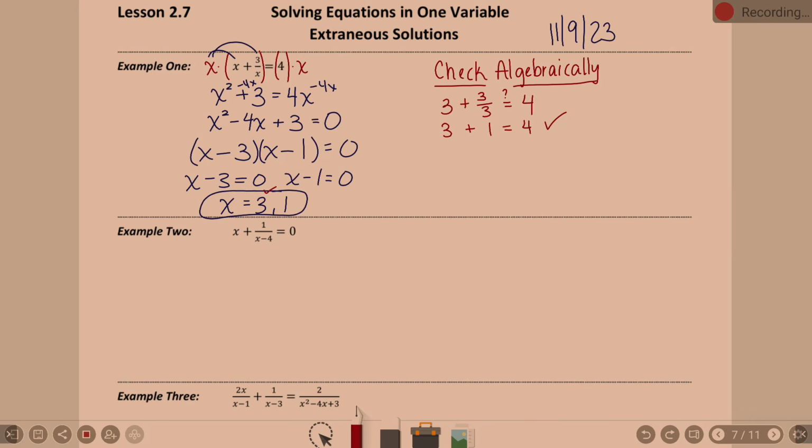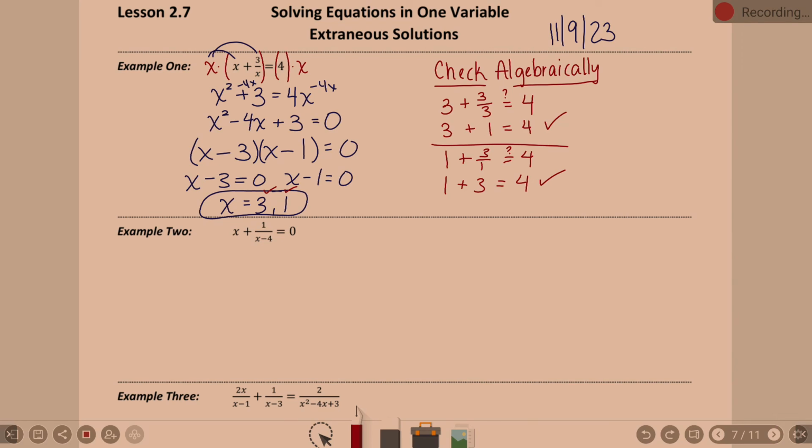Can you do the same thing with 1? Plug in 1 to the original equation. 1 plus 3 over 1, does it equal 4? You've got 1 plus 3 equals 4, that checks. In this case, both answers check, yes? When we do example 2, I'll talk about how you can check it graphically. Okay, that's a good skill to have.